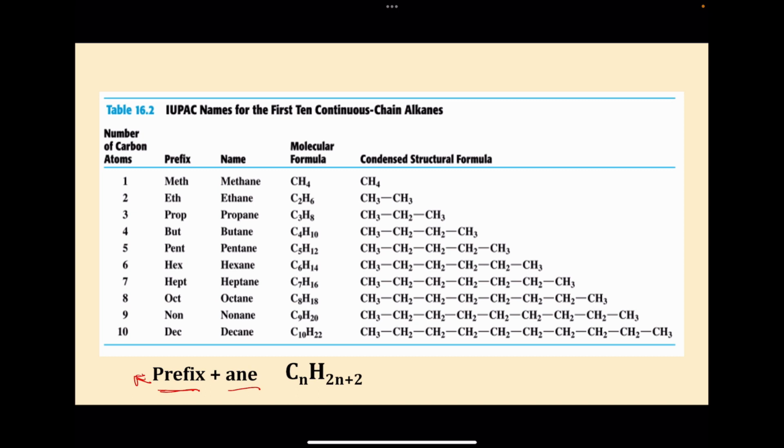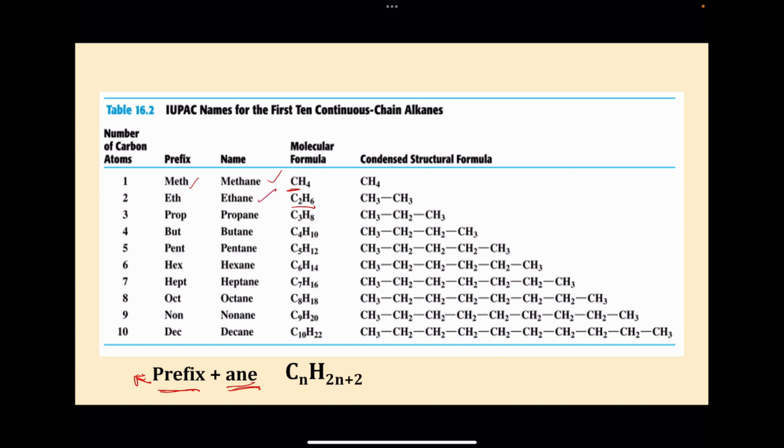Okay, for example, untuk CH4, ini ada satu carbon kan. So which means the prefix name for one carbon is meth, and then we need to add A and E pada hujung dia. So the name of this compound is methane. And then for two carbon, C2H6, prefix name is eth, and then we need to add A and E pada hujung dia. Then kita boleh namakan the compound as ethane.